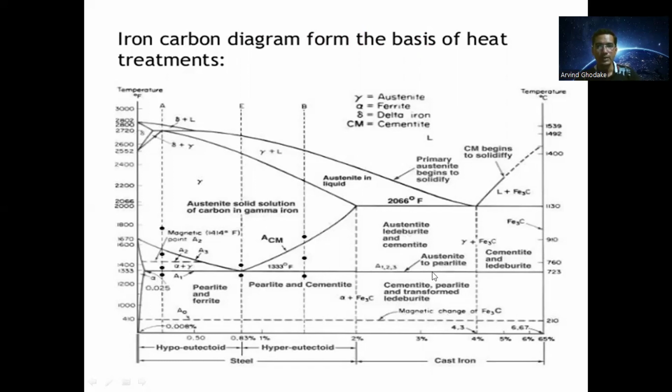Then this is the austenite to pearlite transformation. Then the cementite and ledeburite region is this. Then this region is pearlite and ferrite. Then this region is pearlite and cementite. This region is cementite, pearlite and transformed ledeburite. Then the magnetic change of cementite occurs at this temperature, that is 210 degrees Celsius. So here is temperature in degrees Celsius and here temperature in degrees Fahrenheit.